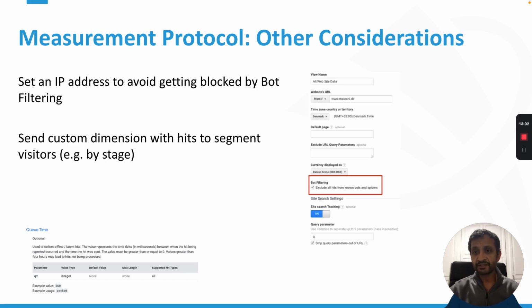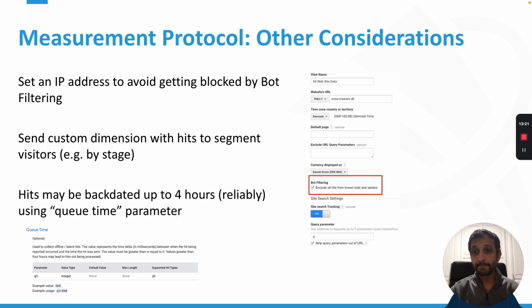The other thing that you can do that's really helpful is set a custom dimension along with those measurement protocol hits. One really useful use case is to send the buyer stage. So if they're an MQL, if it's an active opportunity, send that along as a dimension to Google Analytics so you can further segment that traffic and understand what they're doing on site.